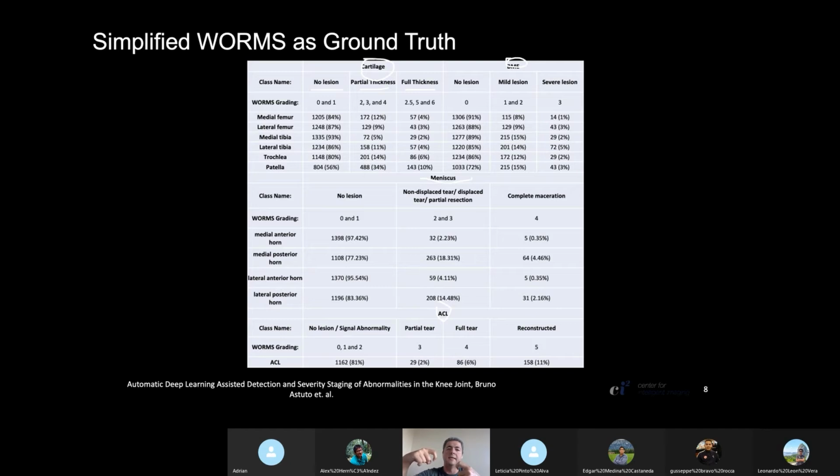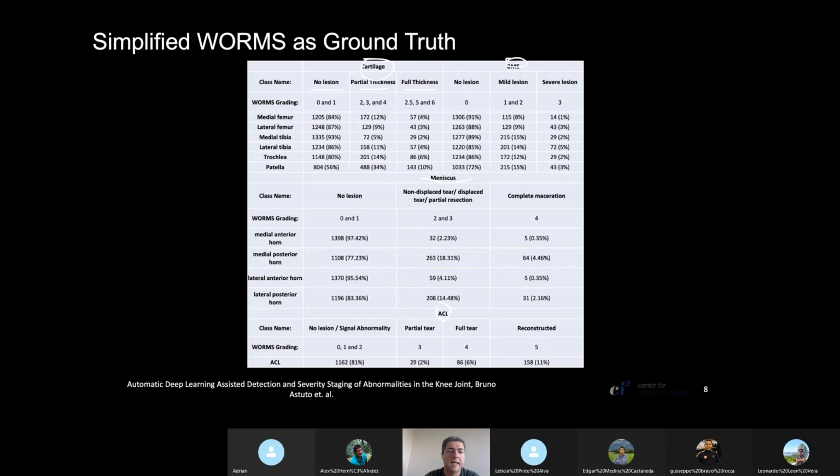because sometimes the meniscus is ruptured, and then they go through surgery to graft back the meniscus, to reconstruct the ligament. So on the ligament we have a fourth class, which is the reconstruction. So no lesion, partial tear, which is a mild lesion, a full tear, which is a severe lesion, and reconstructed is the fourth class.